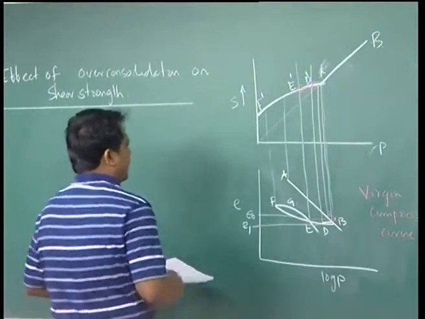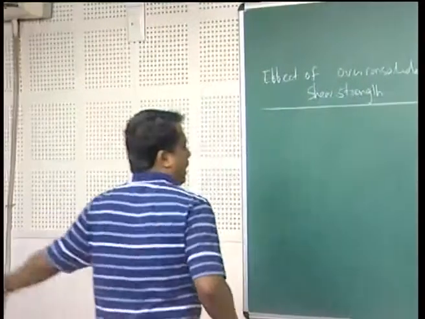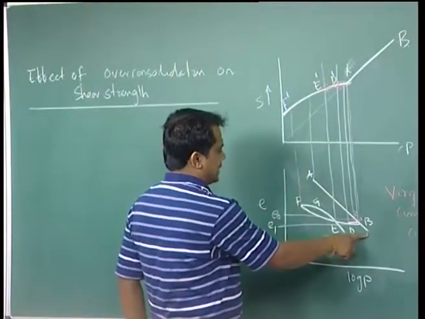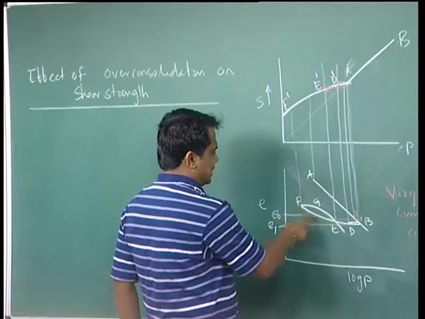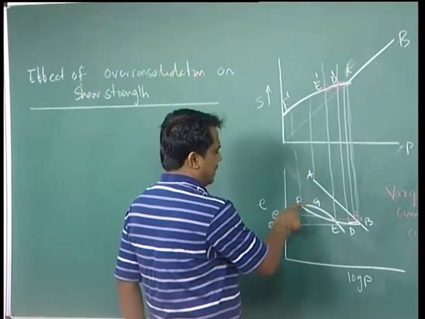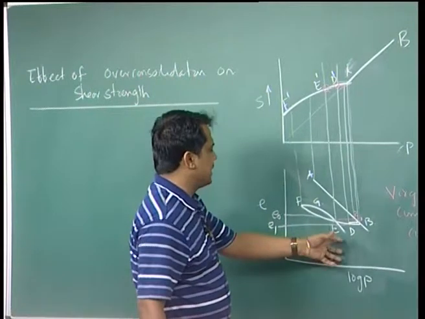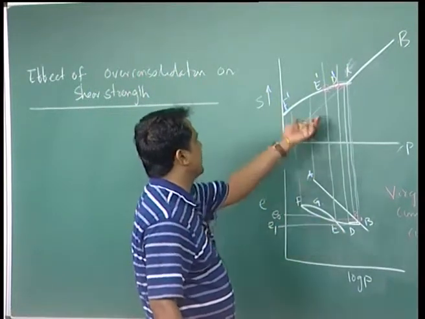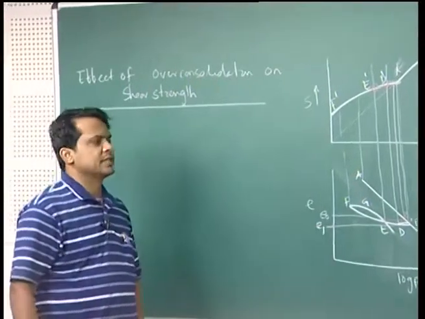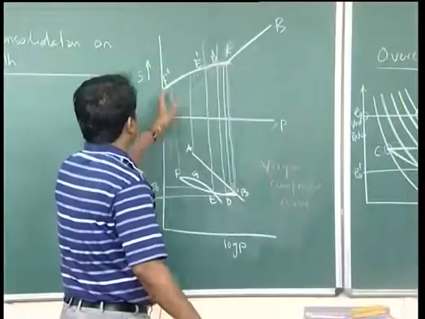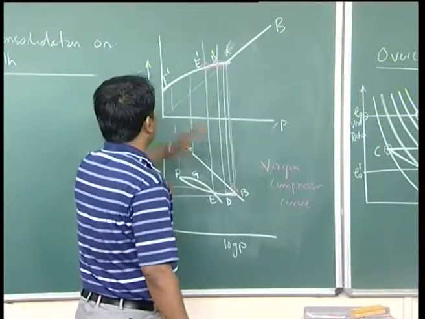I draw this E versus log P diagram. This is my virgin compression curve, this is the expansion curve, and this is your recompression curve. What is the effect of over consolidation, particularly in the case of shear strength? What is that effect?